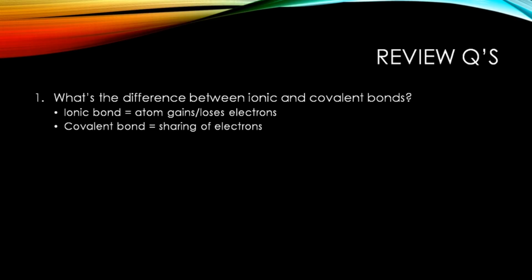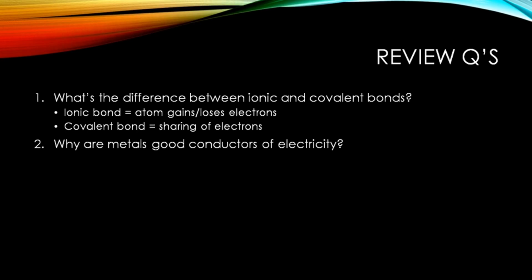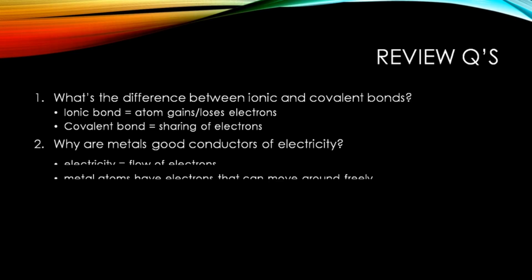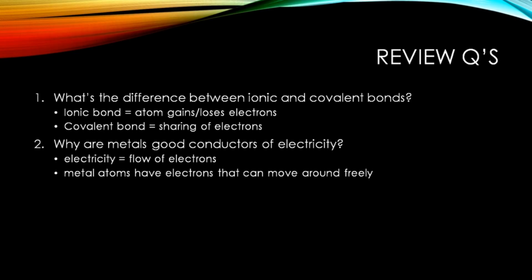Next question: why are metals good conductors of electricity? Time's up. Electricity is defined as the flow of electrons. Metal atoms have electrons that can move freely around, hence making it a good conductor of electricity.